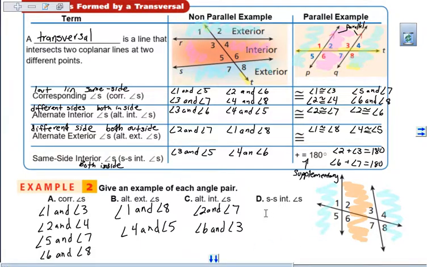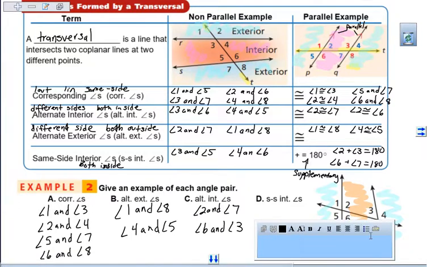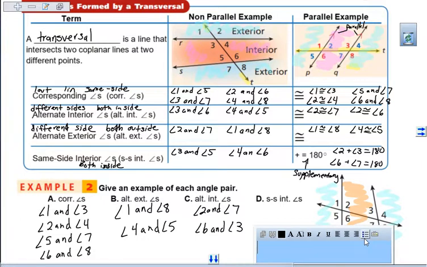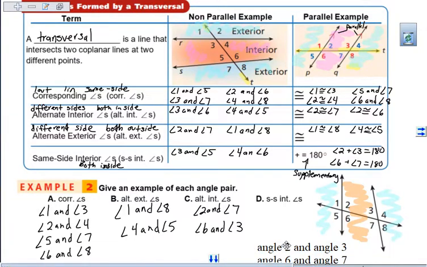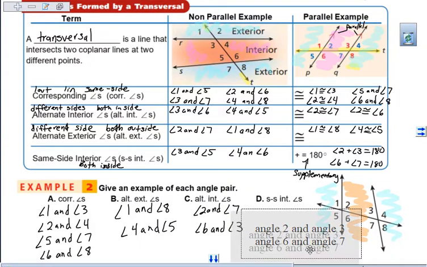Then we're looking for same side interior angles. Remember, they're on the same side of the transversal, and they're both interior, they're both inside. So for this example, that would be angle 2 and angle 3, and the other set would be angle 6 and angle 7. So if you are typing this, you would need to type out the word angle, because there is no angle symbol.